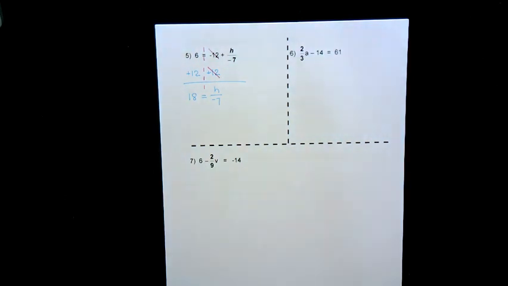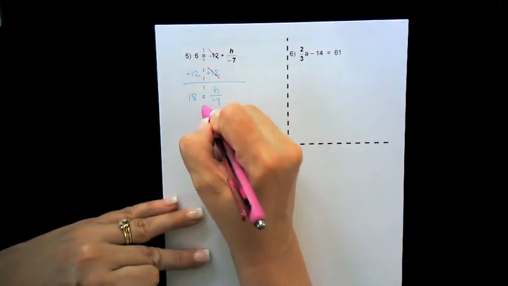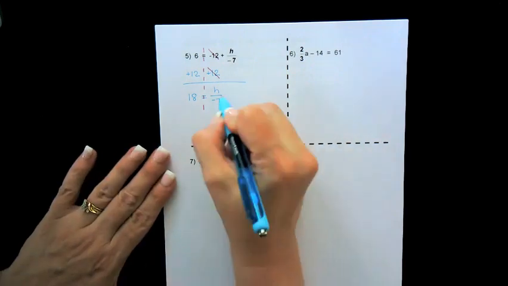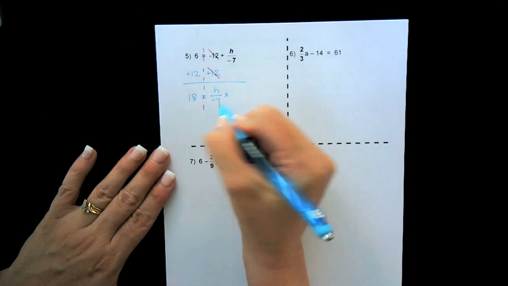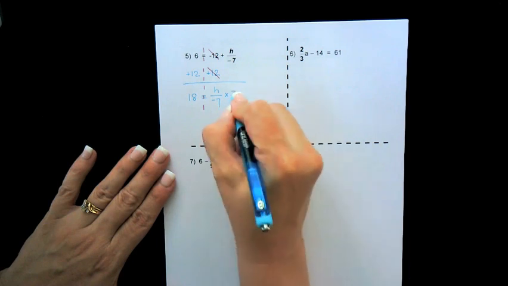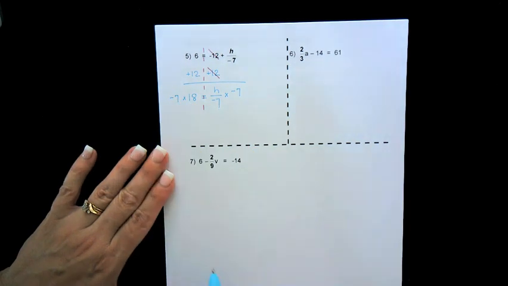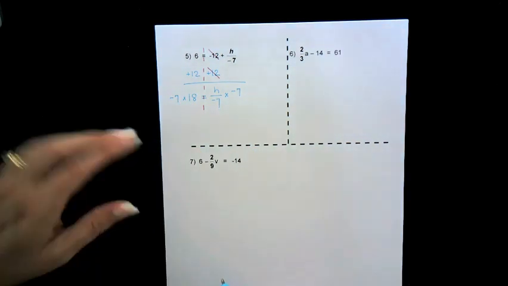Now we ask ourselves what's happening to that variable. It's being multiplied by negative 7. So we're going to do the opposite. The opposite of divided by negative 7 is to multiply by negative 7. And we have to do that on both sides of that imaginary line.